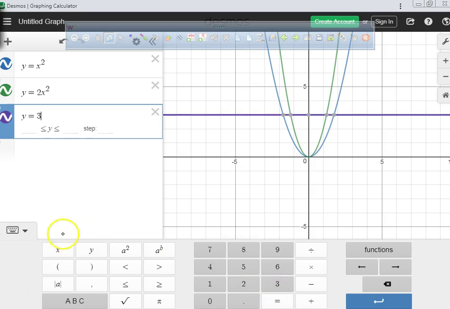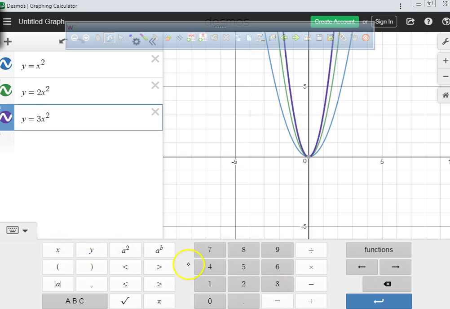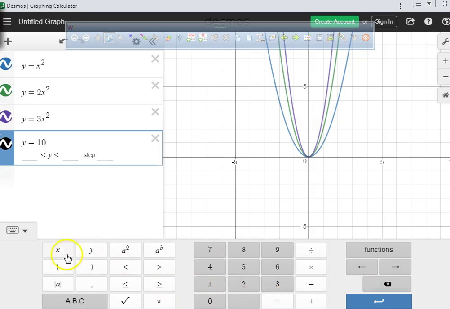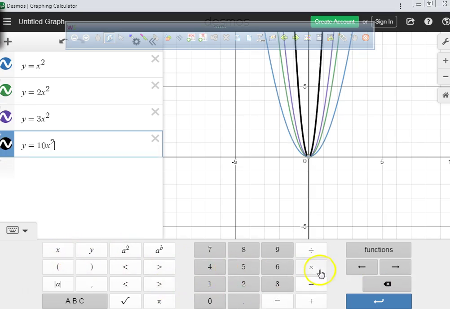Here we go. We're going to try it again. Y equals 3x squared. Interesting. Y equals, let's say, 10x squared. You guys see what's happening there? It just gets more narrow and more narrow and more narrow.